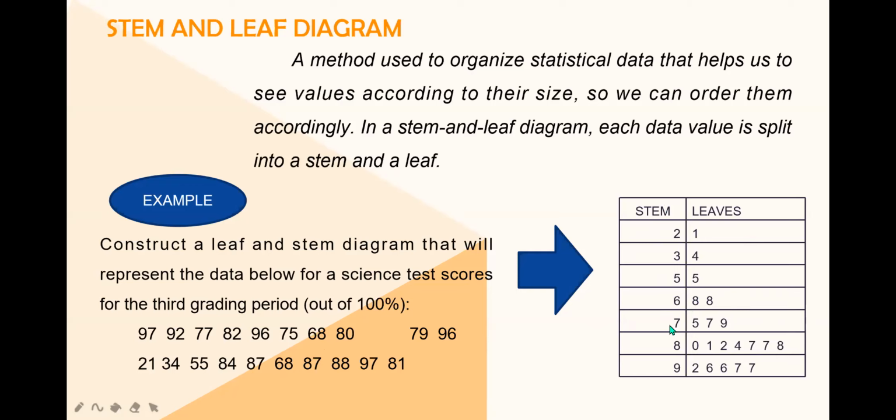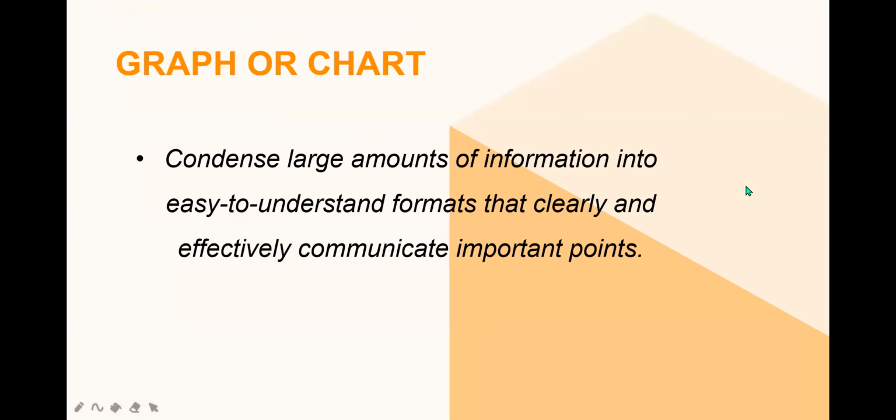Okay, next, same as true with this one, the 75, the 79, and the 77. Okay, so 79, 75, and 77. Same as true with 80, 81, 82, 84, 87, 87, and 88. Same as with 92, 96, 96, 97, and 97. Again, the stem is what? The stem is the tens digit and the leaves are the ones digit. That is what we call stem and leaf diagram.